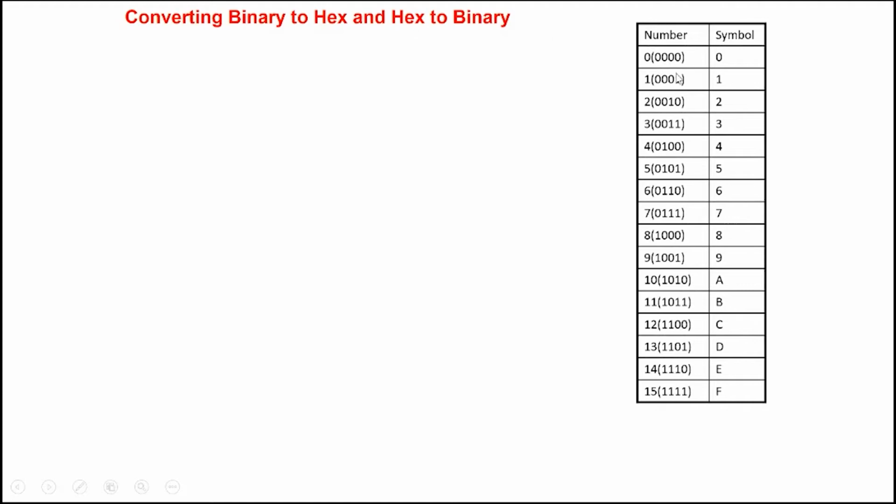So hexadecimal, these are the symbols: 0 to F. F represents 15, C is represented by 12, and 0 till 9 is the same thing here. So A is 10.